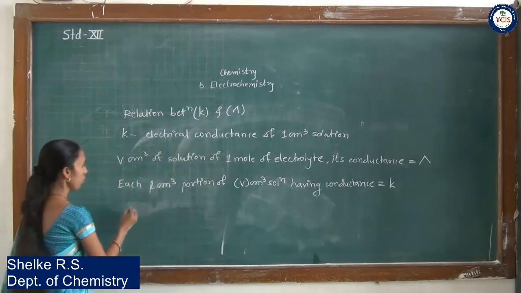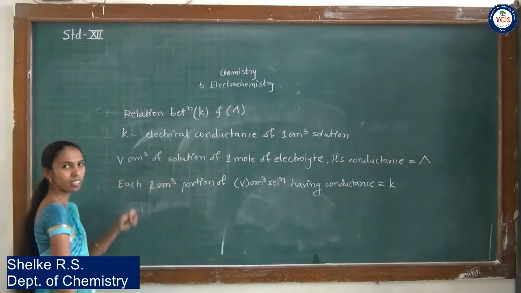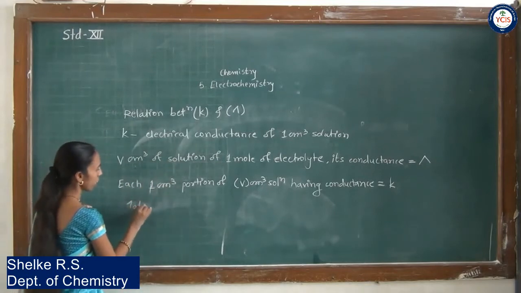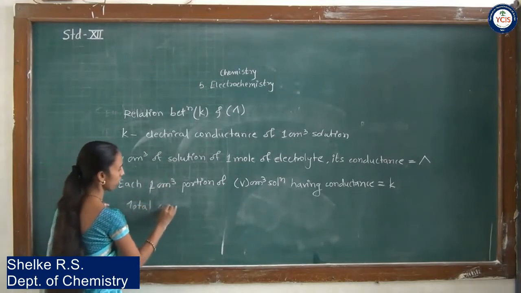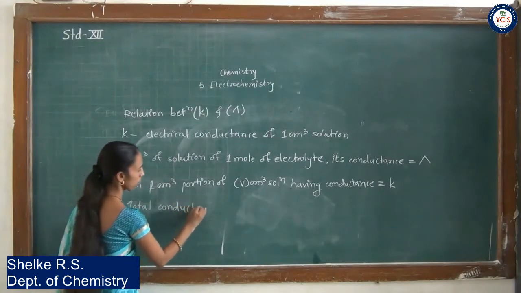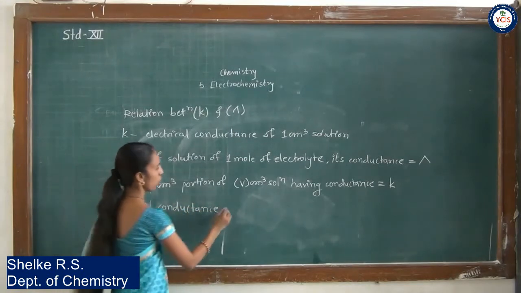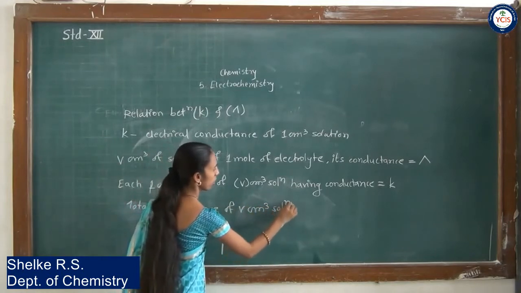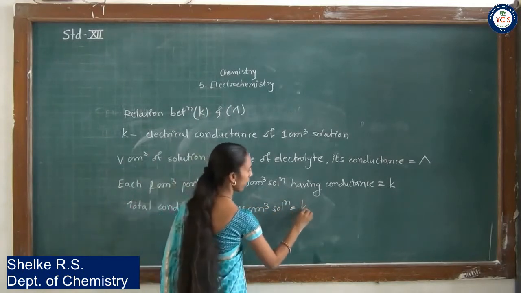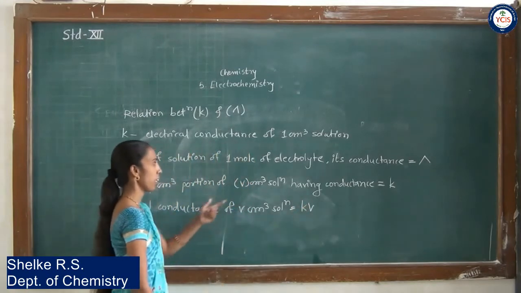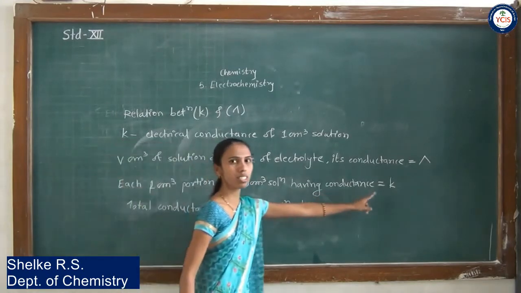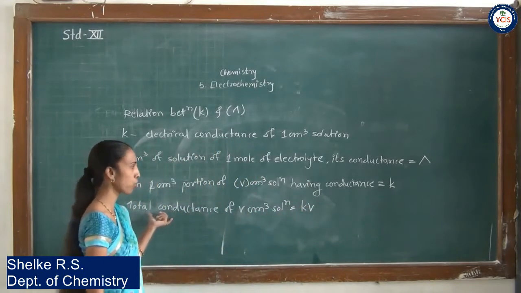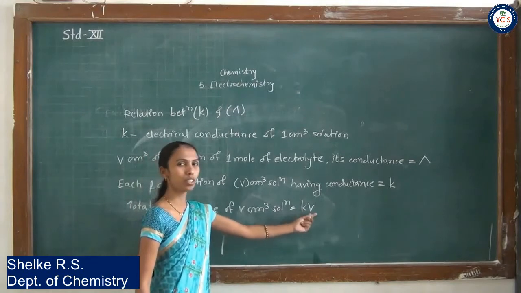ओके, नाउ सो टोटल कंडक्टन्स मग आता काय असणार आहे? V cm cube एवढ्या सोल्युशनचा टोटल कंडक्टन्स काय येईल? दॅट विल बी K into V. So total conductance of V cm cube solution equals K into V. Okay, 1 cm cube चा कंडक्टन्स K आहे, तर V cm cube म्हणजे टोटल V cm cube एवढ्या सोल्युशनचा कंडक्टन्स काय येईल? K into V.